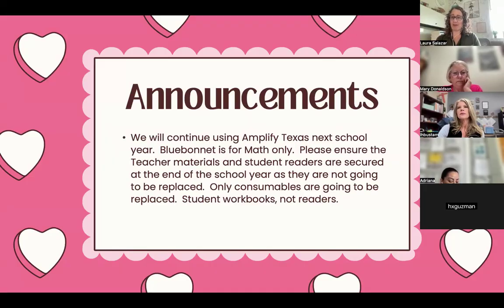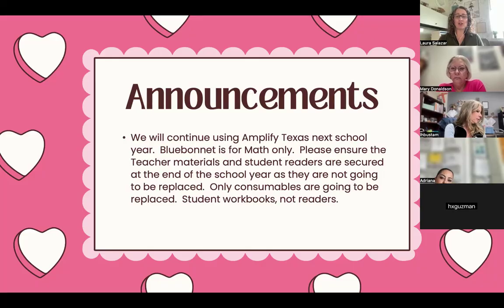We are keeping Amplify next year. We know there's been some rumors going around about whether or not we're going to have Bluebonnet. Liz and Amy, I believe, have been to a lot of your campuses already to talk about Bluebonnet for math, but that's only for math. We are still using Amplify at the very least for next school year. We're not sure how far beyond.